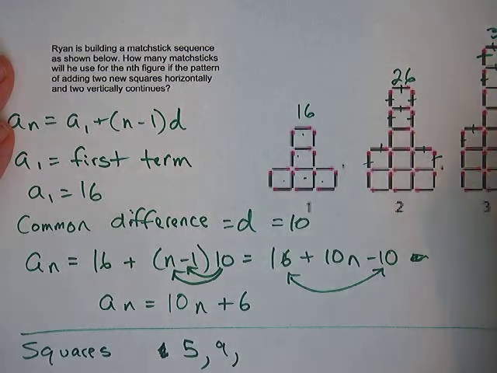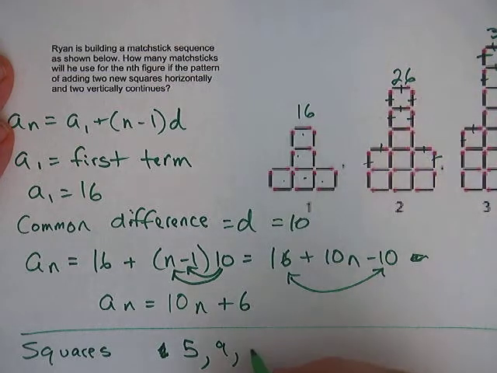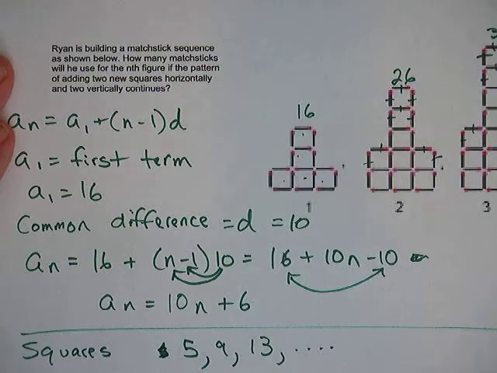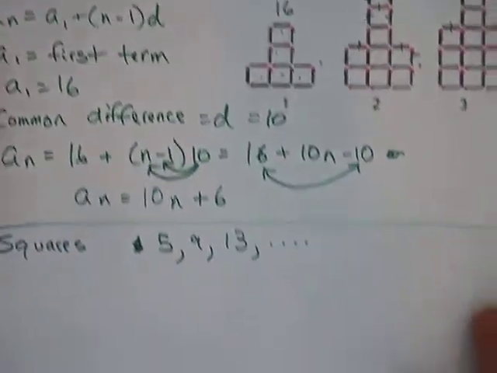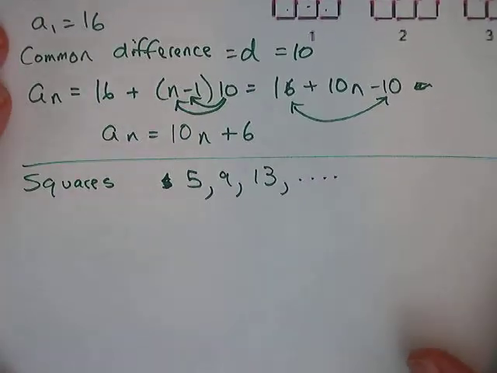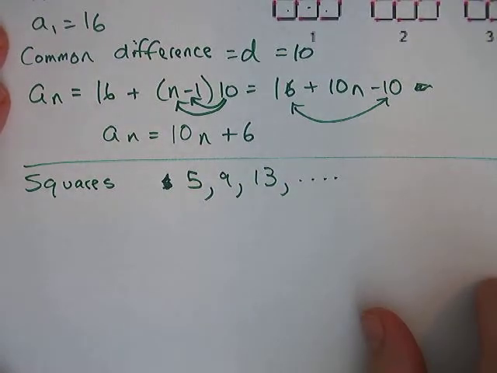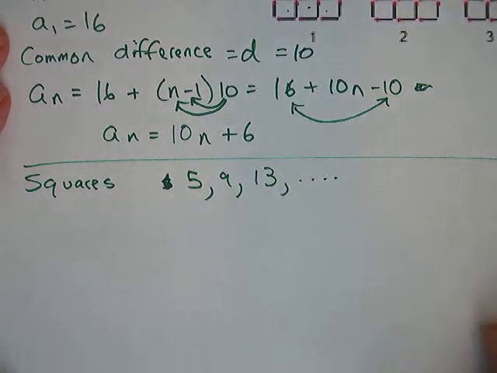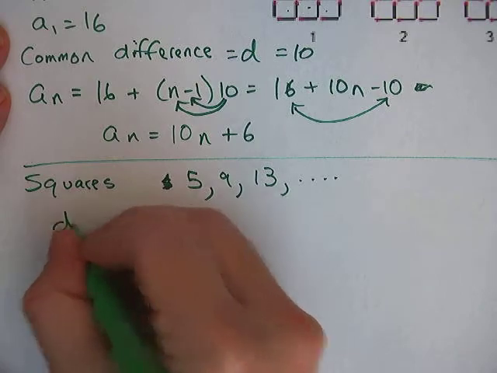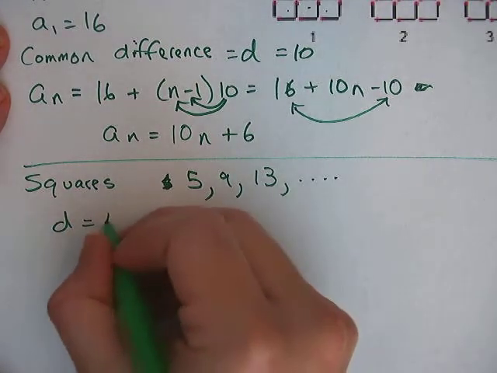The next term has 1, 2, 3, 4, 5, 6, 7, 8, 9. And then the next: 9, 10, 11, 12, 13, and so on. So 5, 9, 13. What is the common difference there? What are we adding each time? Well, what is 9 minus 5? 4. What is 13 minus 9? 4. So our d, our common difference, is 4.